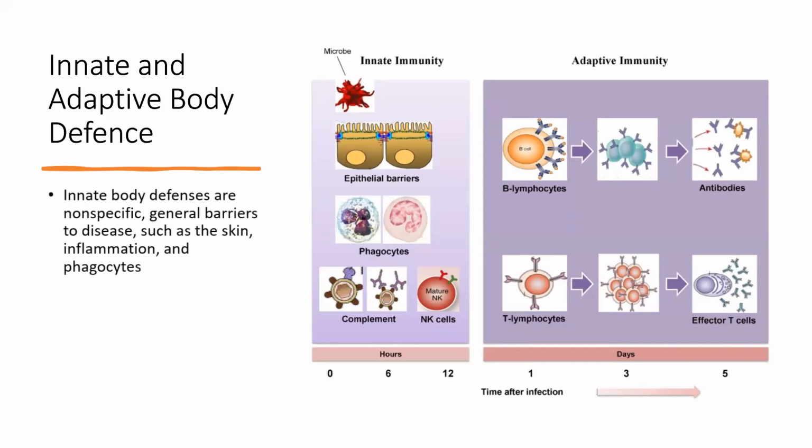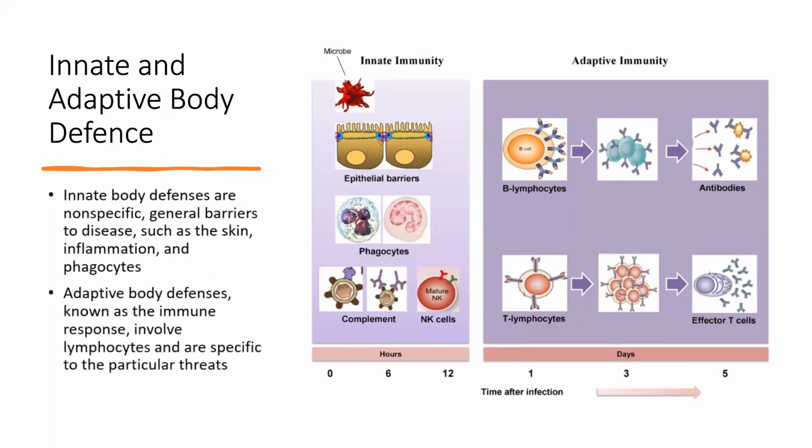If we study the innate and adaptive body defense mechanisms more, the innate body defenses are non-specific, general barriers to disease, such as the skin, inflammation, and the phagocytes. Here we can see in the picture. The adaptive body defenses are known as the immune response.